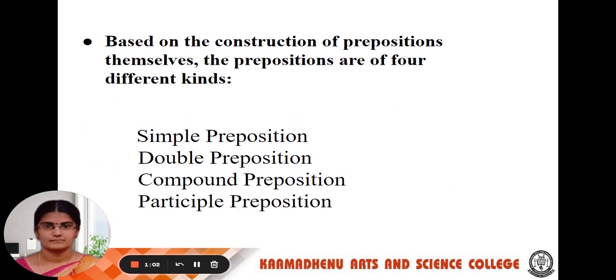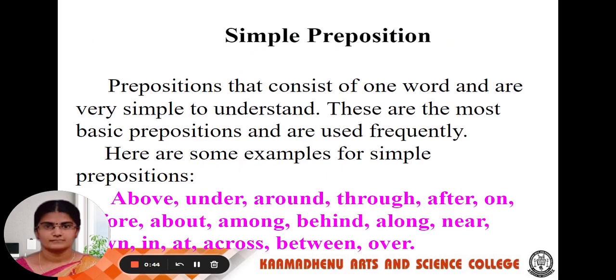Next, we see about, based on the construction of prepositions themselves, the prepositions are of four different kinds. First one is simple preposition, second is double preposition, third is compound preposition, fourth is participle preposition. Simple prepositions: prepositions that consist of one word and are very important to understand. These are the most basic prepositions and are used frequently. So it consists of one word and we can understand easily. That is called a simple preposition.